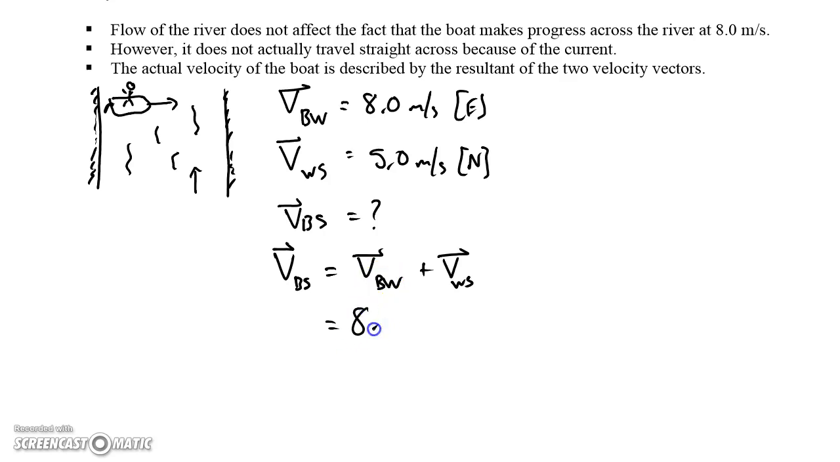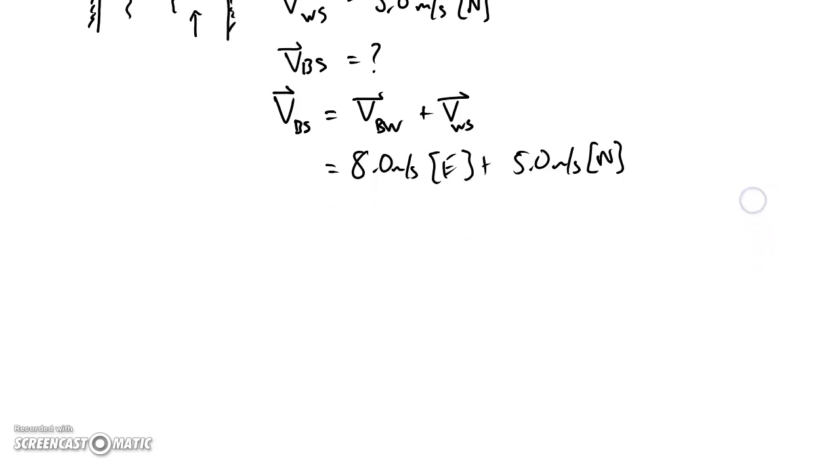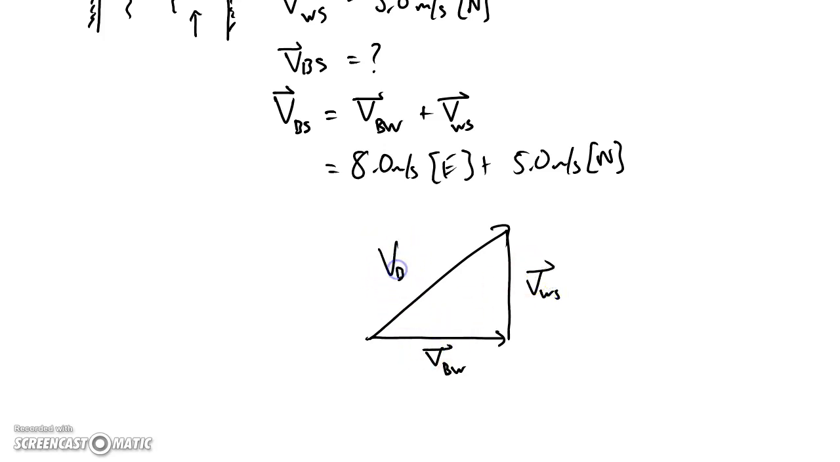We can plug everything in. 8 meters per second east plus 5.0 meters per second north. Problem here is we don't have an ability to just add those directly. We have to draw the vectors and add the components. So we've got VBW, VWS, and VBS there. And we'd have to get our angle.